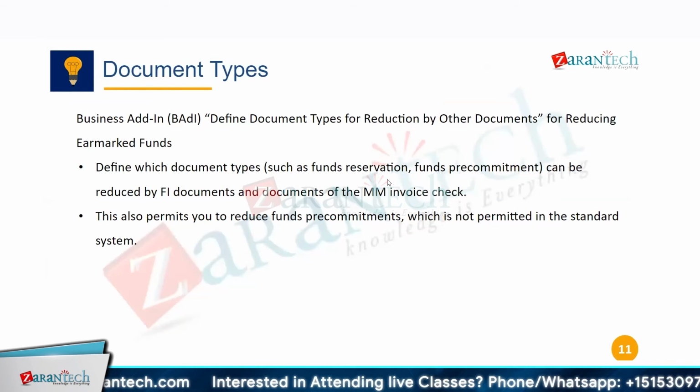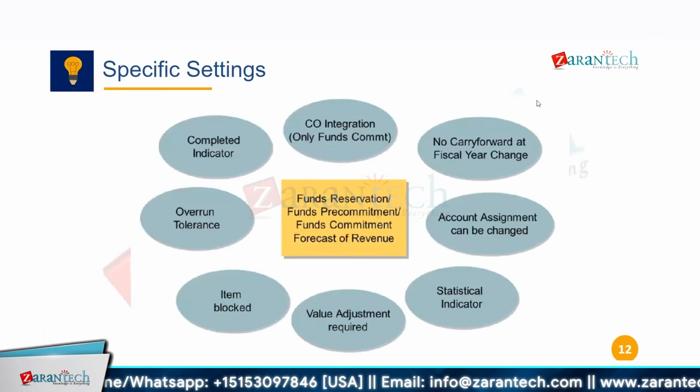So this is a business function that can be implemented using ABAP. This is something over and above the standard functionality. This also permits you to reduce funds pre-commitments, which is not permitted in the standard system. So again, we come back to funds reservation, pre-commitment, commitment, and forecast of revenue. So these are the different document types.